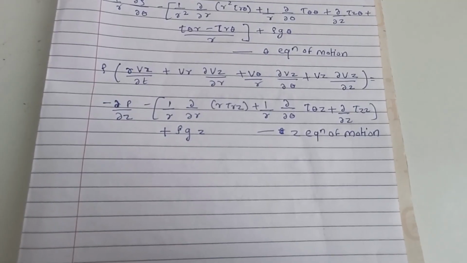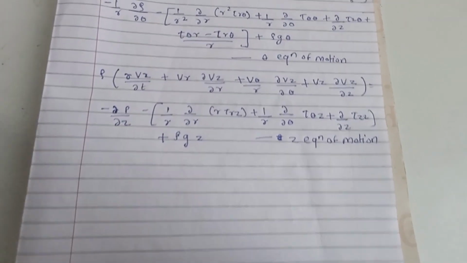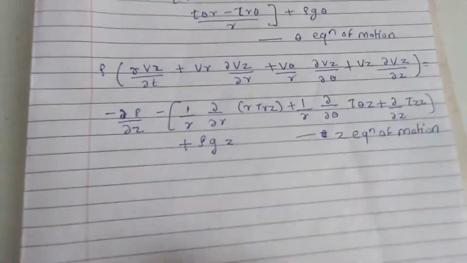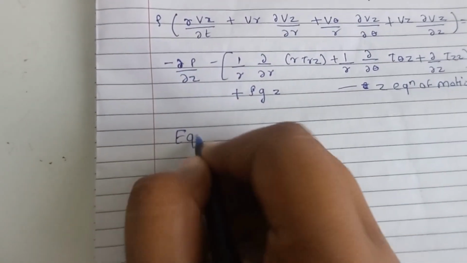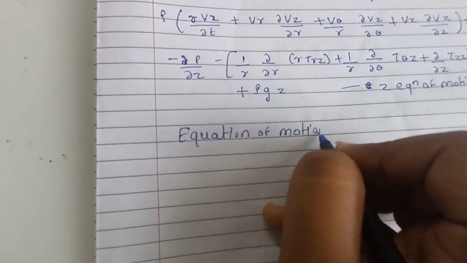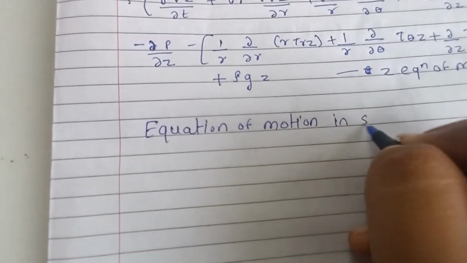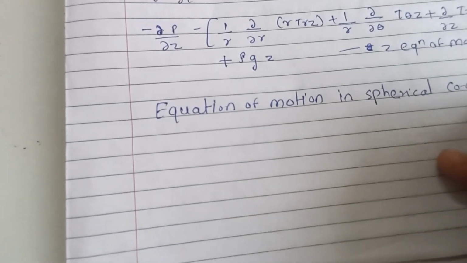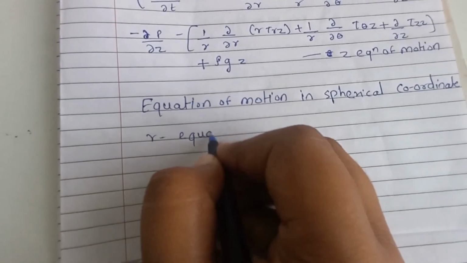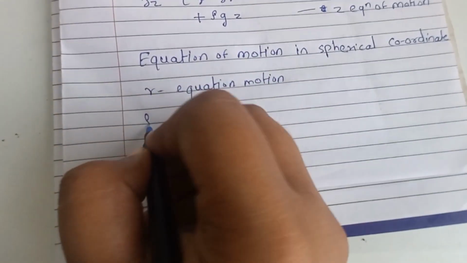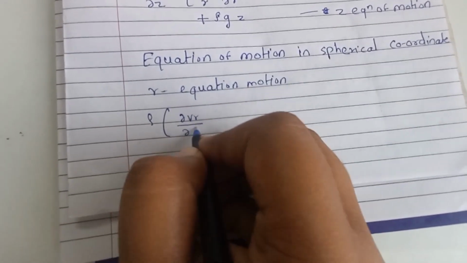Similarly, we can write it for spherical coordinates, and for spherical coordinates, in place of x, y and z we consider r, theta and phi. So the equation of motion in spherical coordinate system: first we are going to write the r equation of motion, then the theta equation of motion, and then the z equation of motion.